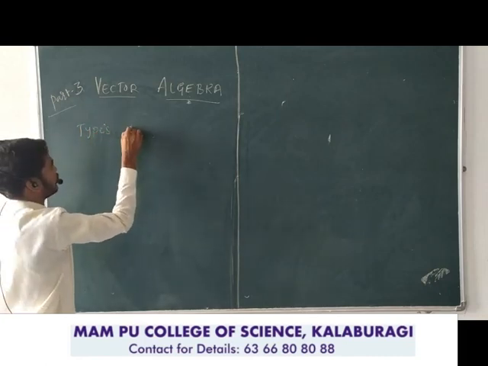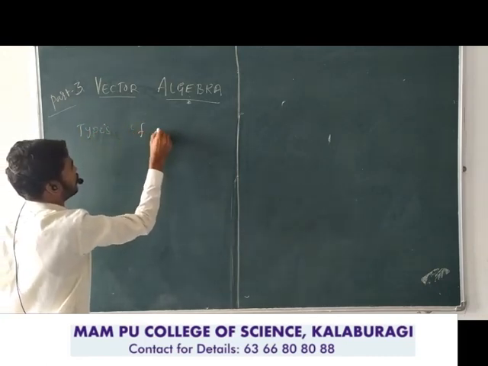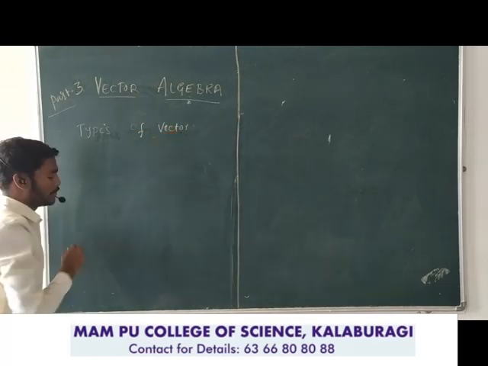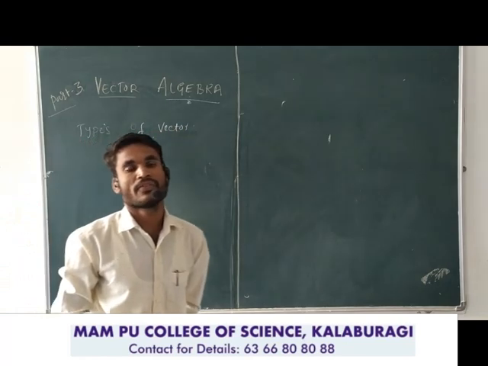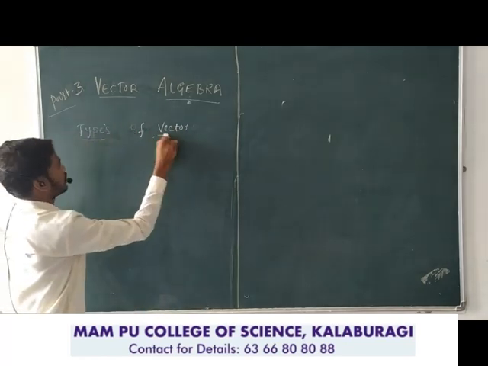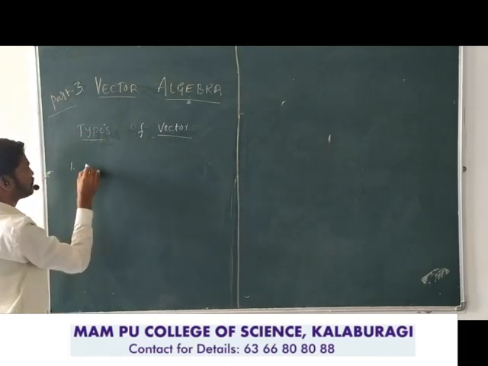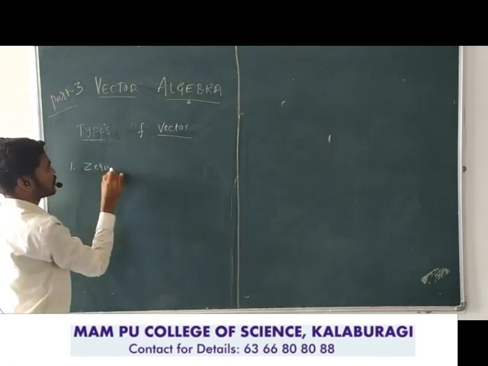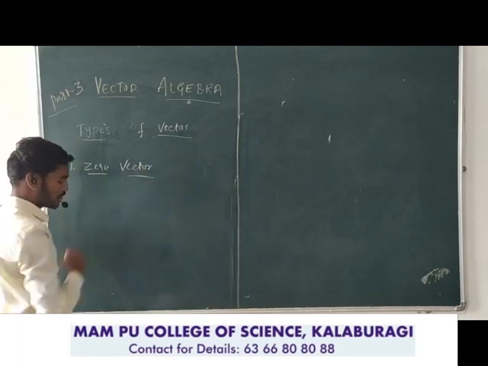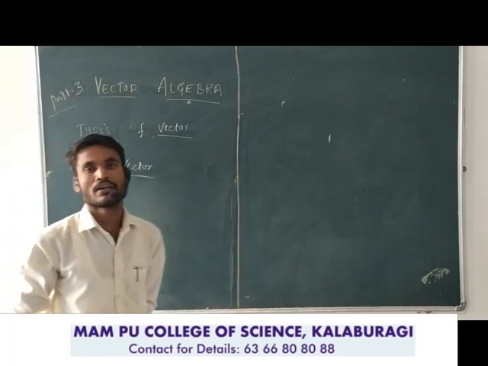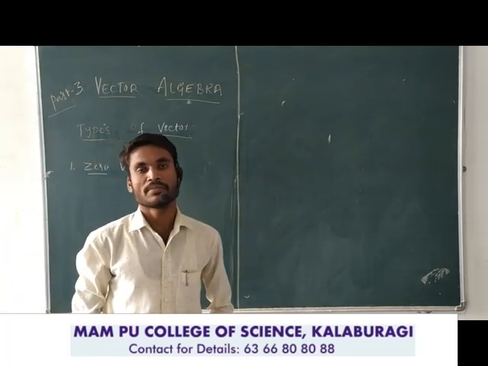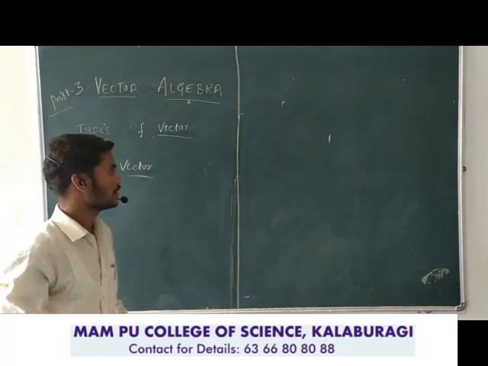Types of vectors. Basically, there are many types of vectors. The first one is the zero vector. What is the definition of a zero vector? A vector whose initial and terminal points coincide is called a zero vector.